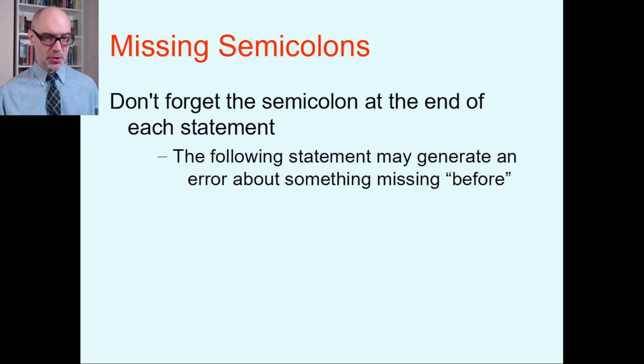Next piece of advice, which is hopefully kind of obvious at this point, don't forget the semicolon that goes at the end of each statement in C++. Now, if you do overlook that piece of punctuation, which is kind of common when you're starting out, you may get an error message on the following line complaining about something that's missing before it. So if you see one of those errors that says something's missing before this, maybe look at the prior line and check and see if you don't need to add a semicolon there.